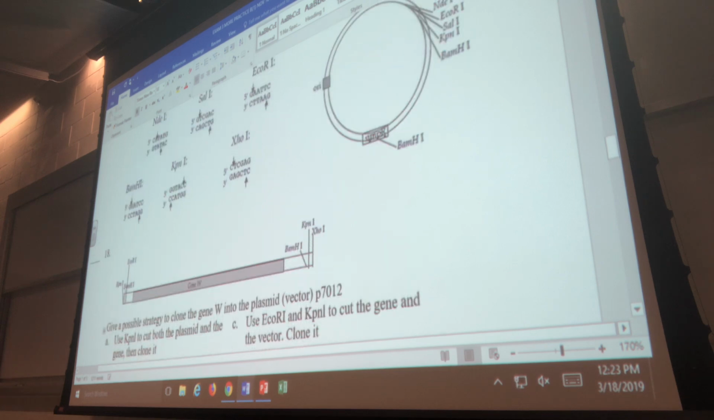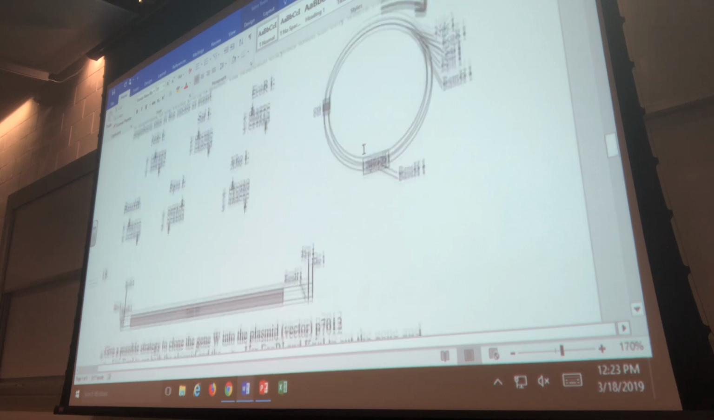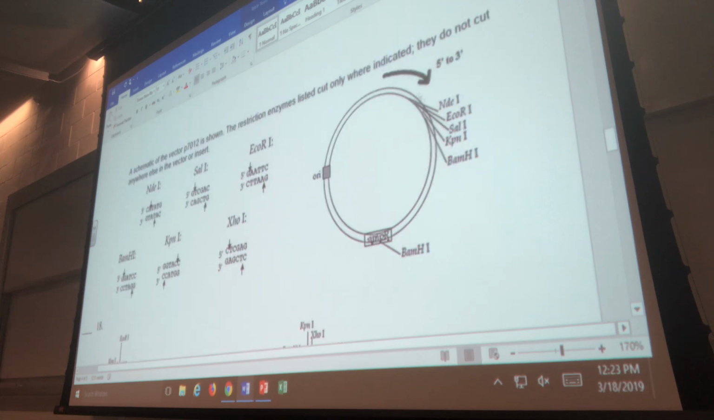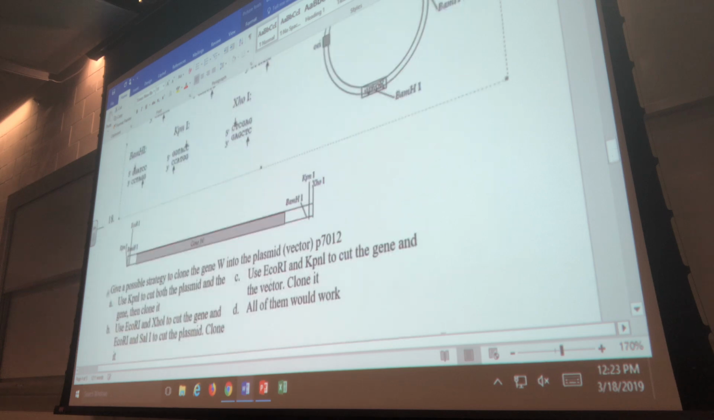Choice A says, let's use restriction enzyme KPN1 to cut both the plasmid, this thing over here, and the gene, this thing down here. And then you clone it. Well, let's look. KPN1, does it cut open the plasmid? Yes, right? It's right here. All right, now let's look at the gene. KPN1 cuts on the left, and it cuts on the right.